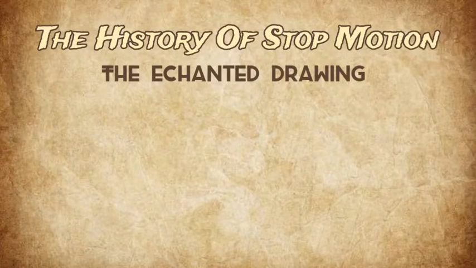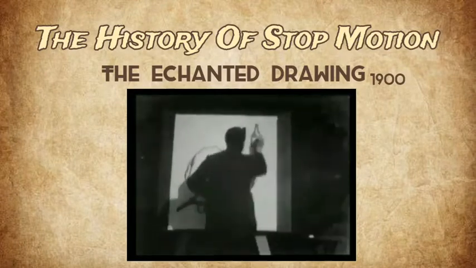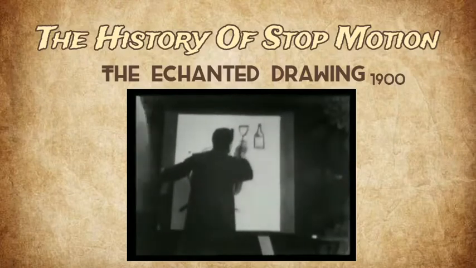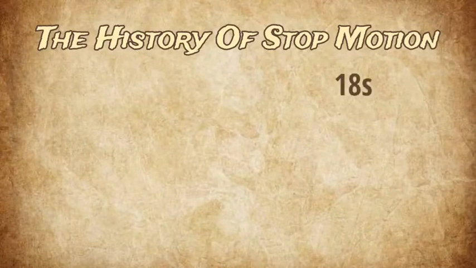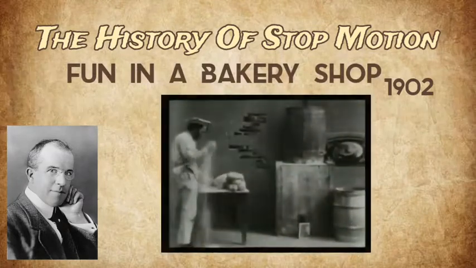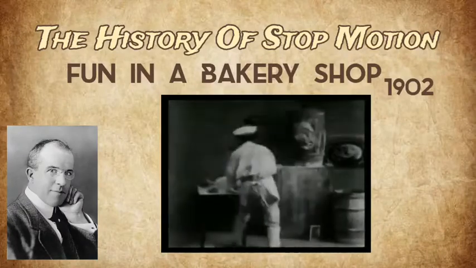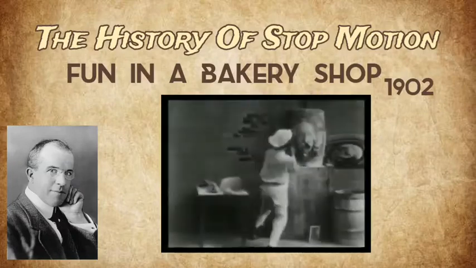Then he continued with the creation of The Enchanted Drawing in 1900, a stop-motion film containing a sketch of a person drinking a bottle of wine. Entering the 20th century, specifically in 1902, James Blackton reintroduced the technique in a film called Fun in a Bakery Shop, which he made using clay as the object to be manipulated. And since then, a lot of people call the stop motion technique clay motion.